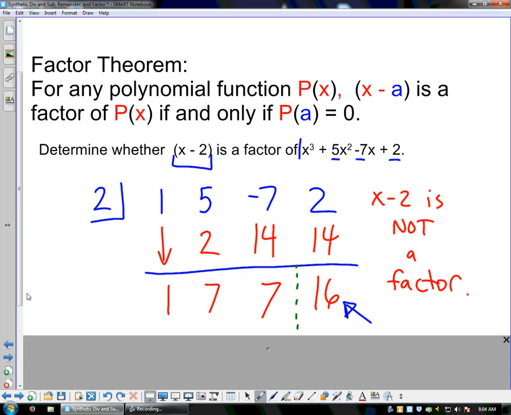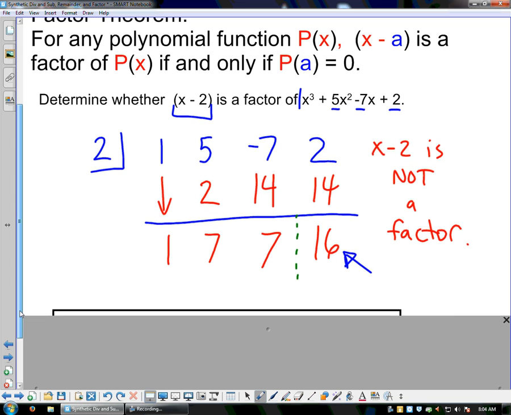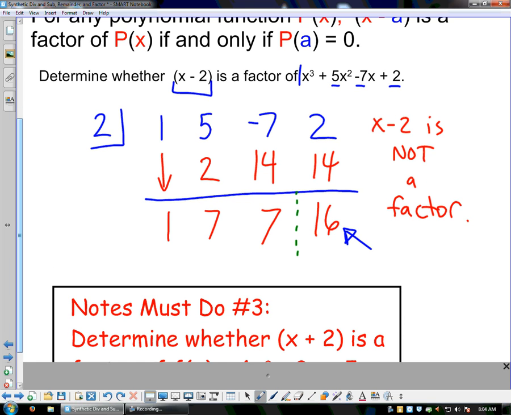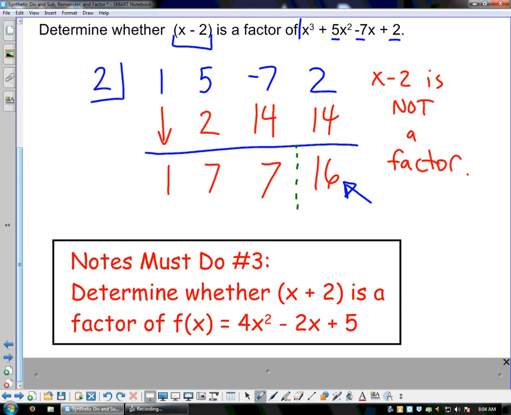Do we have another example? I think we have one more must do for your notes. Our last must do is to figure out whether x plus 2 is a factor of 4x squared minus 2x plus 5. We're going to do synthetic division. Make sure you figure out what x value you need to use for the outside. If you get a 0 as a remainder, you'll say yes, x plus 2 is a factor. If you get a number besides 0, you'll say no, it is not a factor.